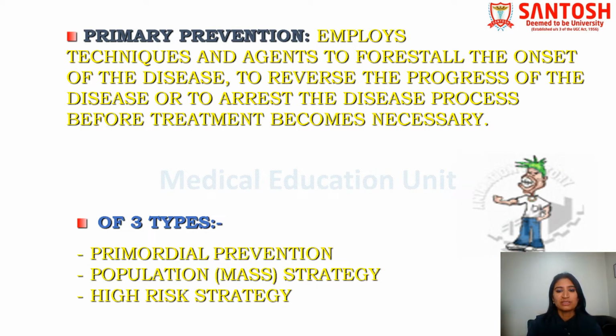Primary prevention employs techniques and agents to forestall the onset of the disease, to reverse the progress of the disease, or to arrest the disease process before treatment becomes necessary. It is of three types: primordial prevention, population strategy, and high-risk strategy.